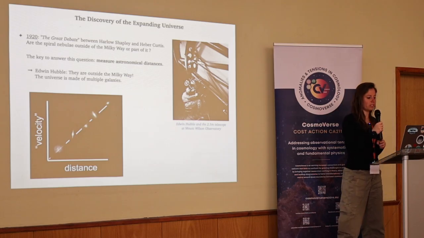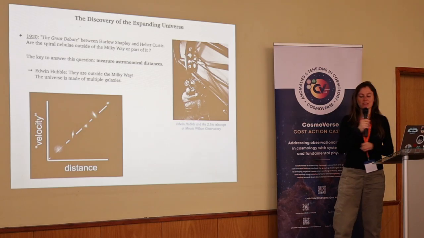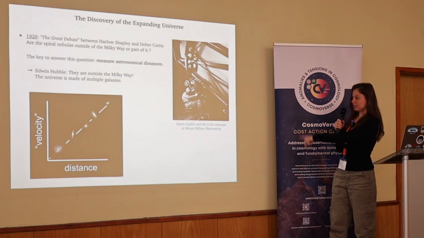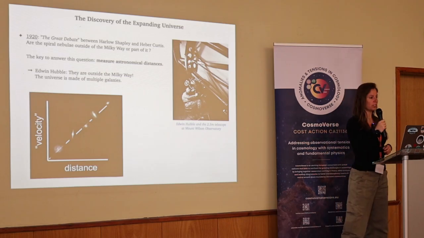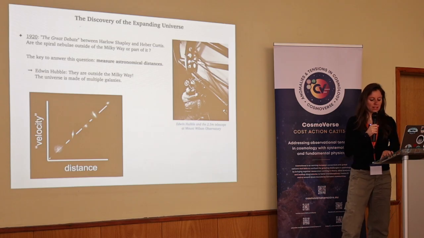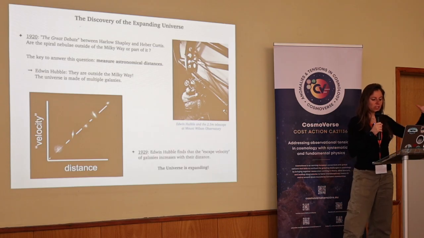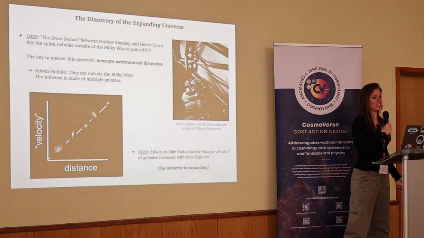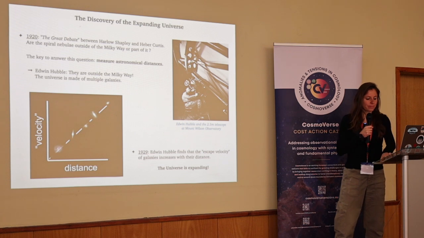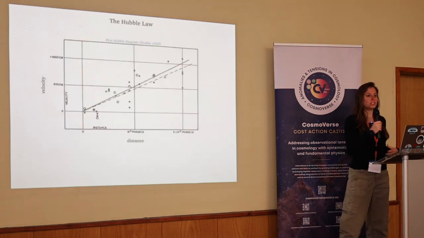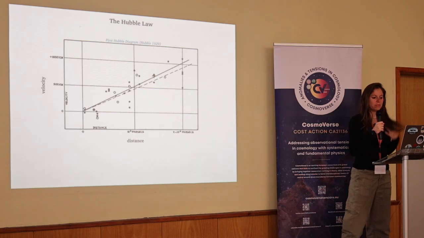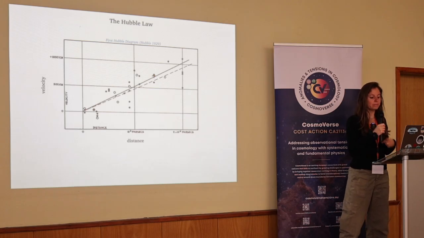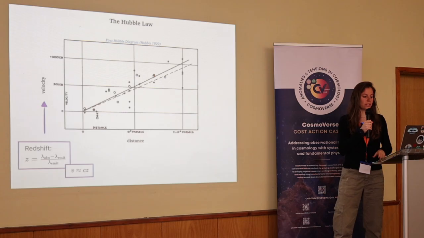And he also made another discovery. He made a plot with distances versus velocity of the galaxies, and he realized that the escape velocity, or the speed of the galaxies that he was observing, was proportional to their distance. And that basically means that the universe is expanding. Now, this is the original figure that he published in his paper in 1929.